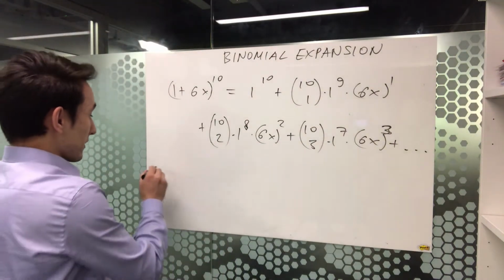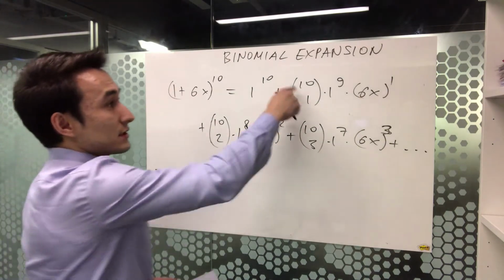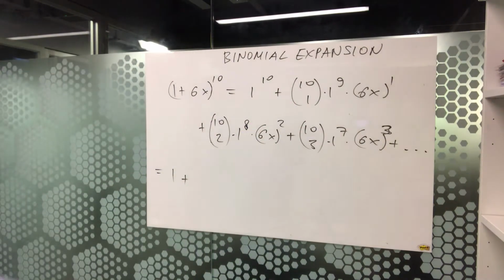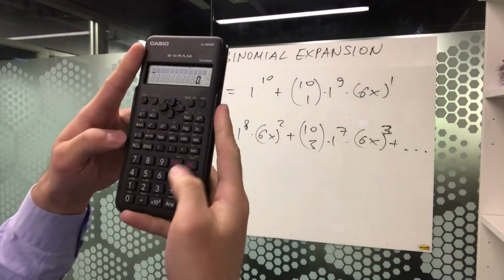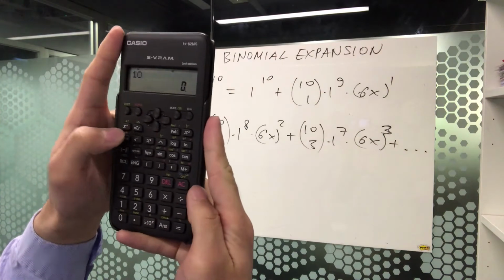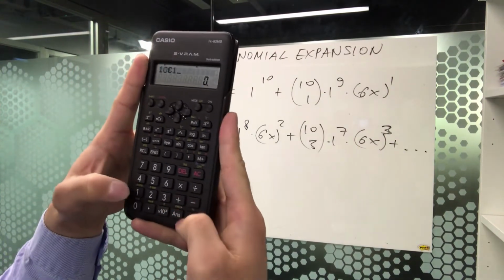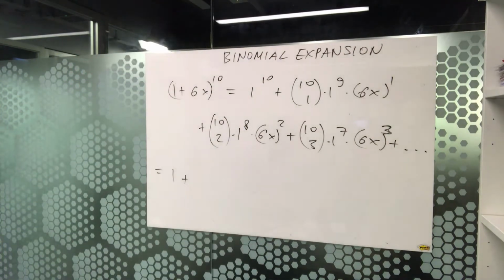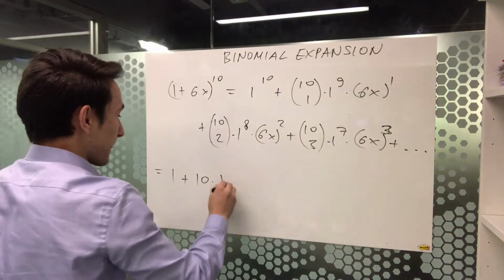Okay, after simplification, 1 to the power of 10 is simply 1, plus 10 choose 1. Now to find out what the value of 10 choose 1 is, you will use the calculator, and we do it like this. We press 10, and then there is a button like this, nCr. Press it, and then 1. So the answer is 10. Okay, so with this, I'll write 10 times 1 to the power of 9, which is 1.